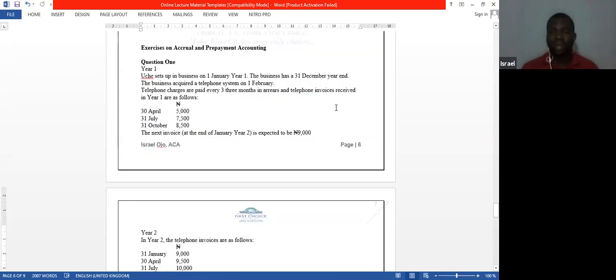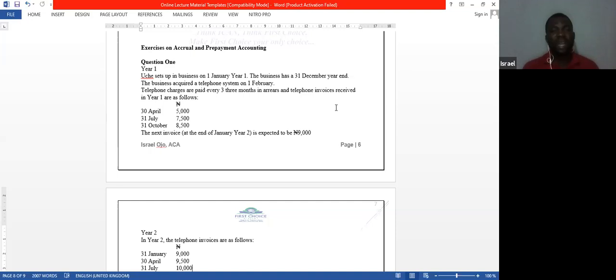Exercise on accrual and prepayment accounting. Question one, year one. Usher set up in business on 1st January year one. The business has a 31st December year end. The business acquired a telephone system on 1st February. Telephone charges are paid every three months, which means the provider allowed them to enjoy the service unpaid for three months. After three months, they invoice them, then they make payments.